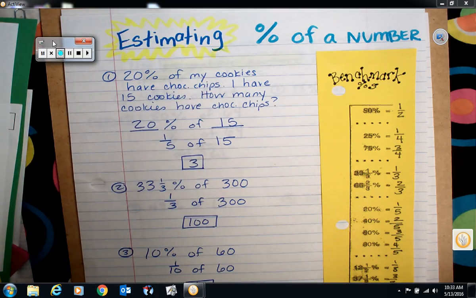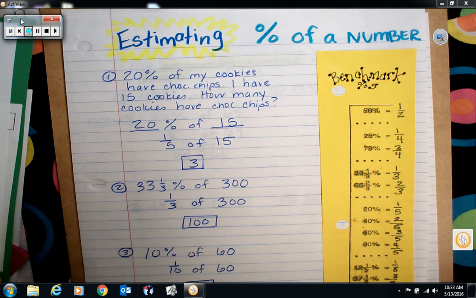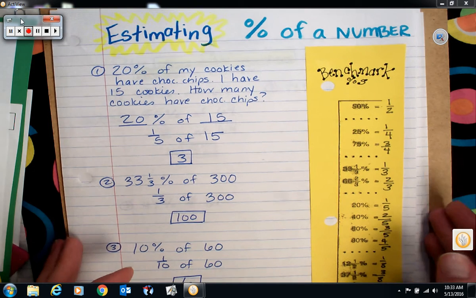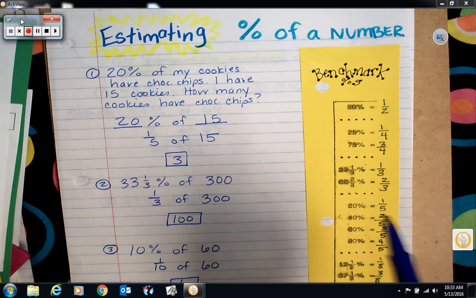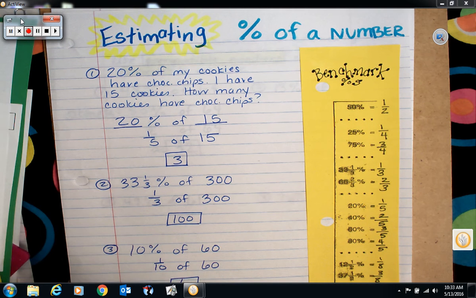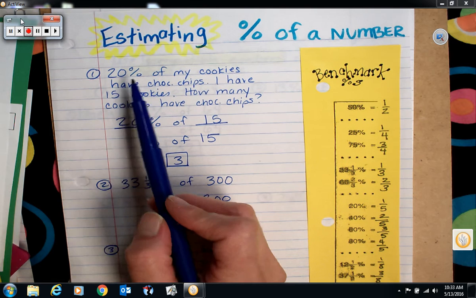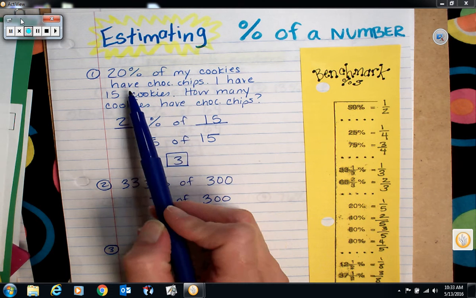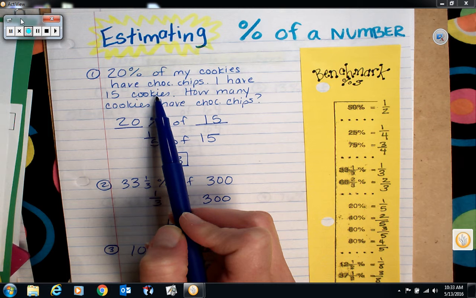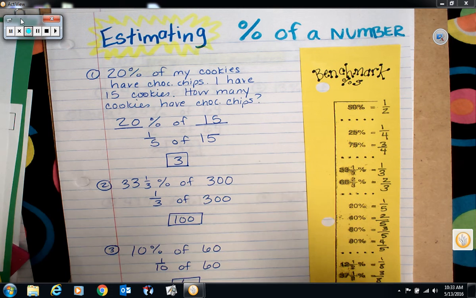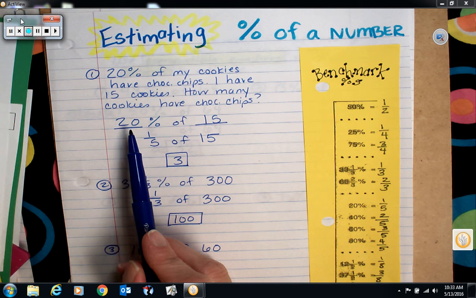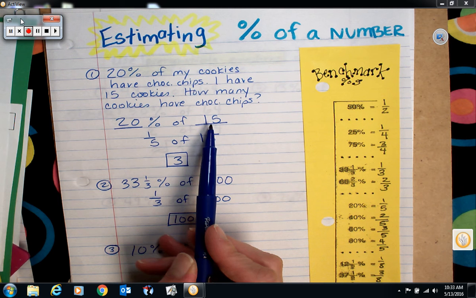Today we're talking about estimating percents of a number. On the first couple that we did together, we didn't necessarily have to estimate because we had numbers that worked out well together. So I was talking about using a question like 20% of my cookies have chocolate chips. I have 15 cookies. How many cookies have chocolate chips? When I look for the number of cookies that have chocolate chips, that would be finding the percent of the number 15. So I wrote here, I'm looking for 20% of 15.